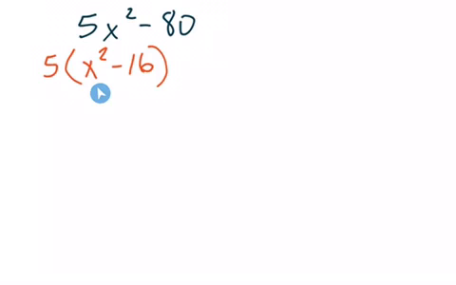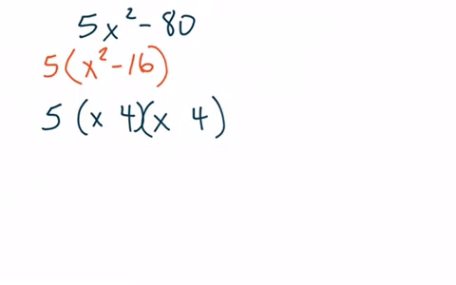This is a perfect square. This is a perfect square. Since these two are perfect squares, now we're going to find the square root of those. We've got the 5 still on the outside. So the square root of x squared, of course, is x, and the square root of 16 is 4.